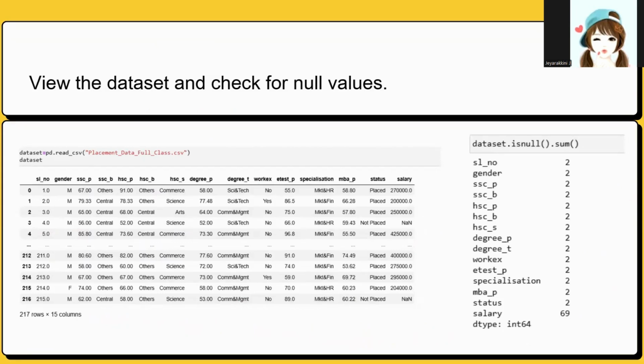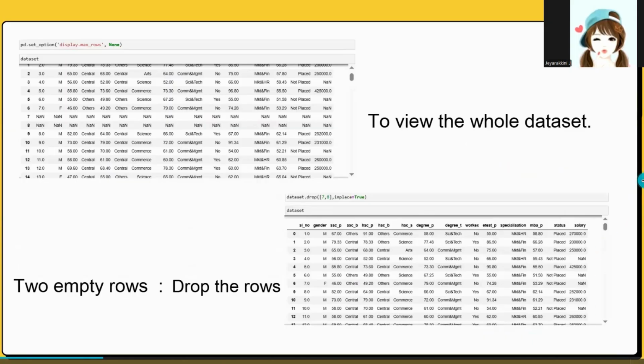Next, we are going to check for the null values or missing values because they can really mess up our results. So to find null values, we are using this code, dataset.isnull().sum(). This will show us how many null values are there in each of these columns. So we can see that there are two null values in all these columns, and in the salary column, we have 69 null values. Let's see what they are about.